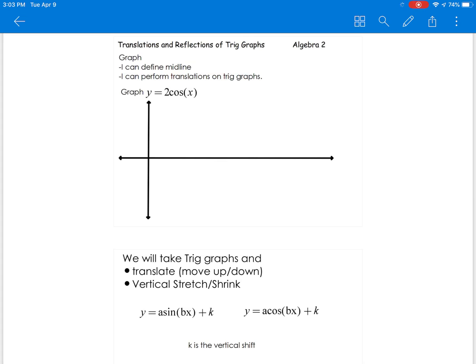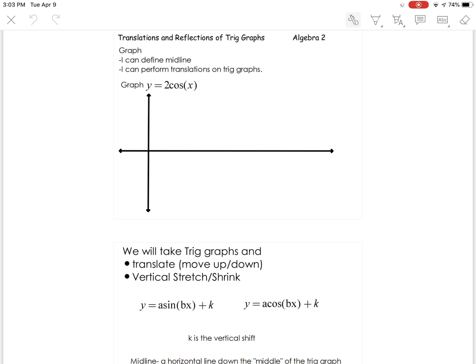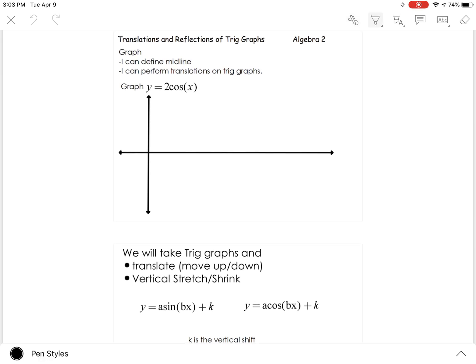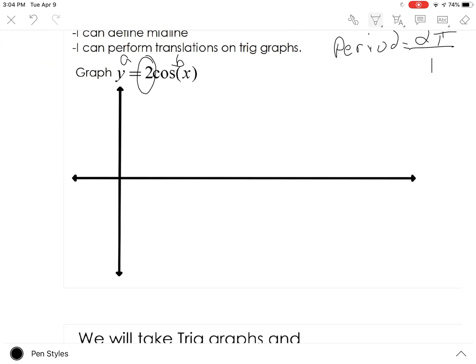Okay, so back to translating and reflecting graphs. We're just going to do a little bit more with them. So here, what's going to happen again, the number in front of the sine, cosine, tangent, that's going to tell you your amplitude. B is going to help you with your period. So the period of this one, since the number in front of x is 1, we're just going to stay at 2 pi. I'm going to zoom in here a little bit.